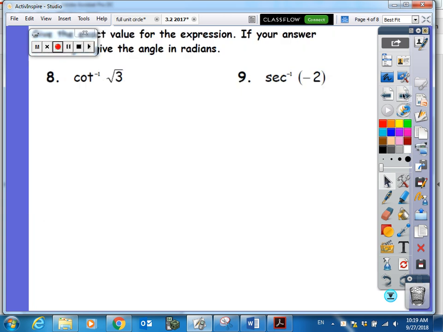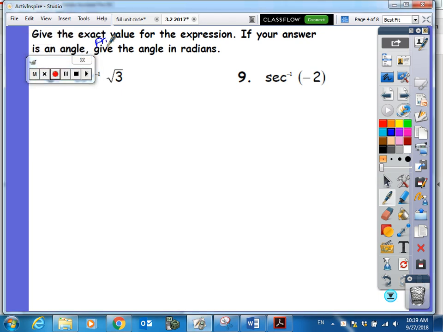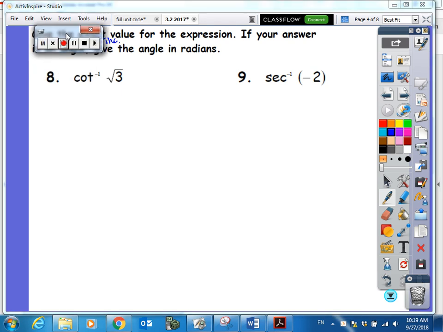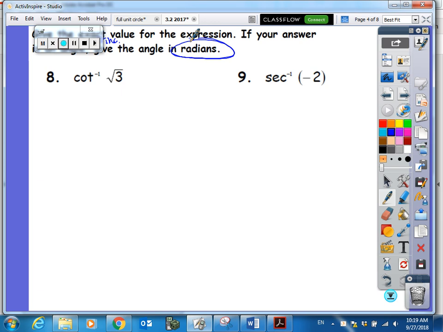All right, so now without a calculator. Okay, so we're going to find the exact principal value for the expression. If your answer is an angle, answer in radians. The reason it says if your answer is an angle, is because sometimes we're going to have those double ones.